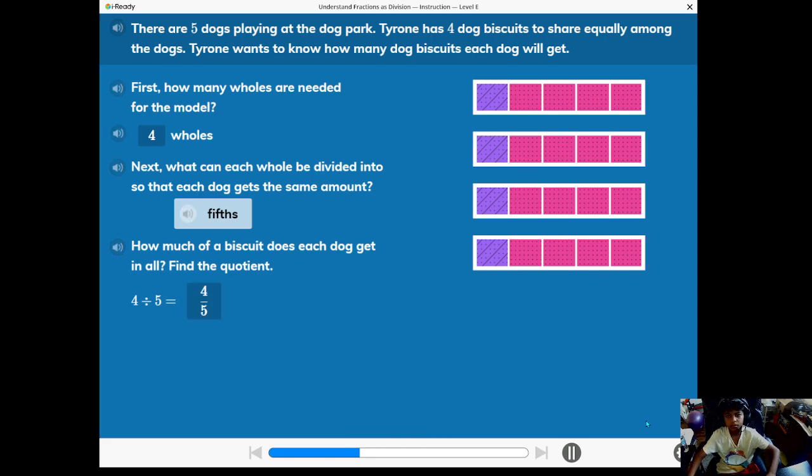When you divide 4 dog biscuits equally among 5 dogs, each dog gets 4/5 of a biscuit. Four divided by 5 equals 4/5.